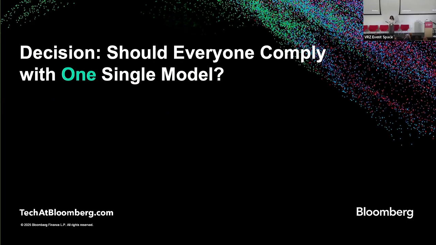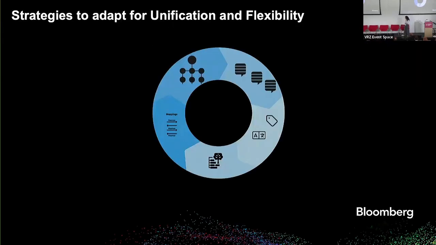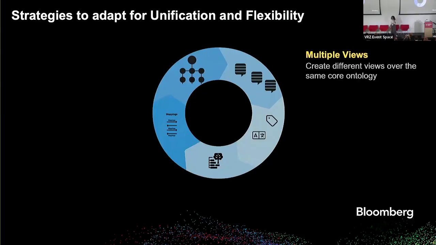One model or many models? Let's be realistic. In a very large enterprise, it's almost impossible to enforce one single model. So what you have to do is think a little more strategically about what different strategies I can adopt in order to have people be more aligned and flexible. If you have one ontology, you can create multiple views of it. Pretty simple solution.